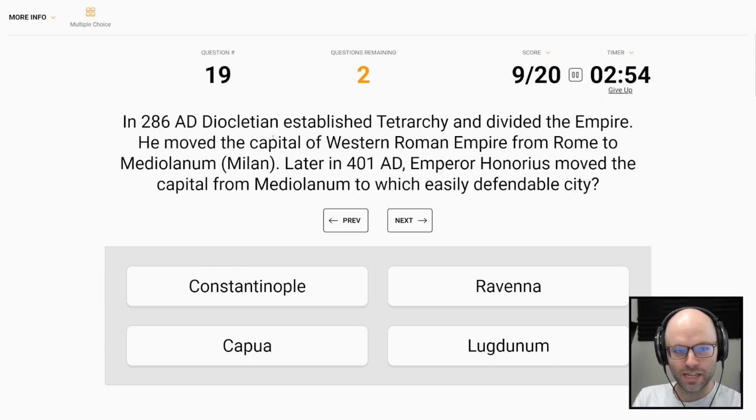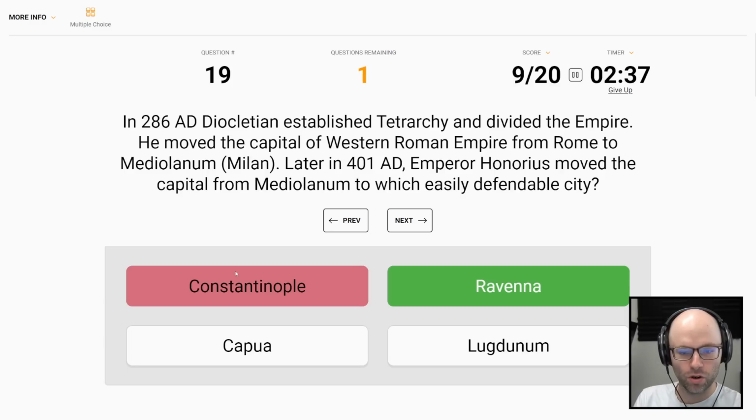In 286 AD, Diocletian established the tetrarchy and divided the empire. He moved the capital of Western Rome from Rome to Mediolanum. Later, Emperor Honorius moved the capital city from Mediolanum to which easily defendable city? Constantinople.